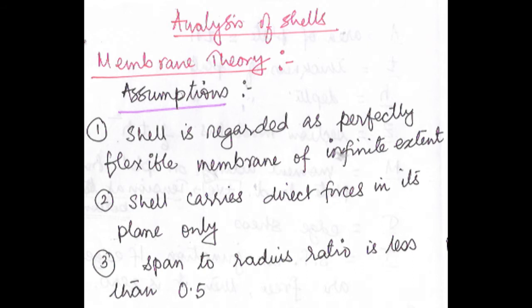Analysis of shell can be based on the membrane theory. Here are the few assumptions for the membrane theory. Number 1, the shell is regarded as a perfectly flexible membrane of infinite extent. This is the first assumption. The second assumption is the shell carries direct forces in its plane only. Number 3, span to radius ratio must be less than 0.5.